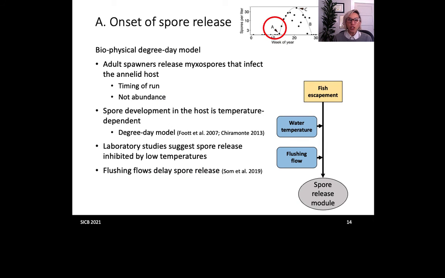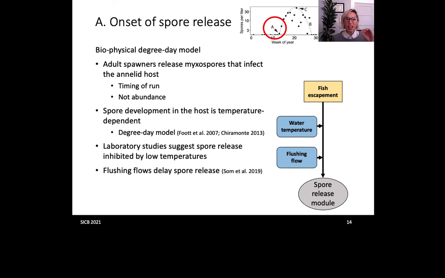So I'll talk about each of the components or modules that address each different spore density characteristic and then discuss the final spore model. So first, to capture the onset of spores, we used a process-based biophysical degree day model that combines both biological and environmental components.